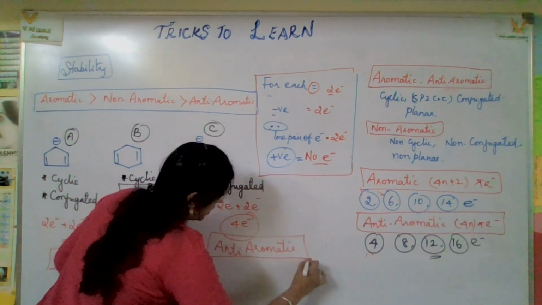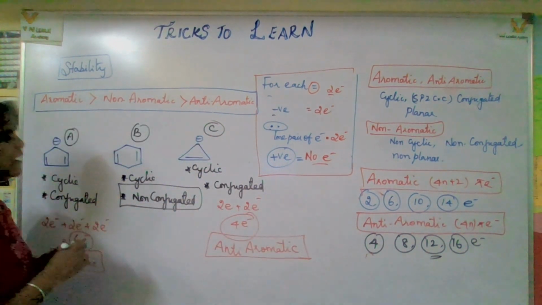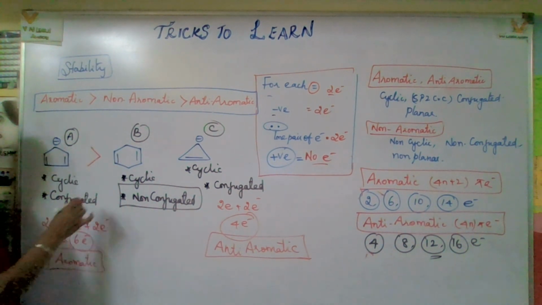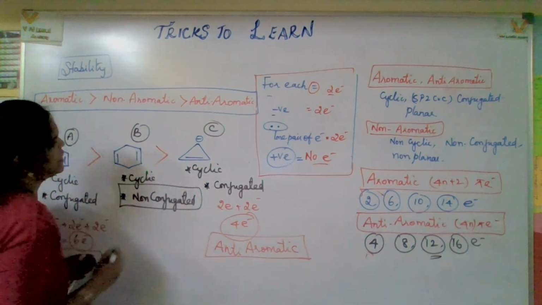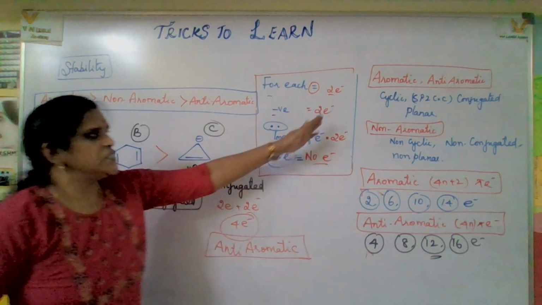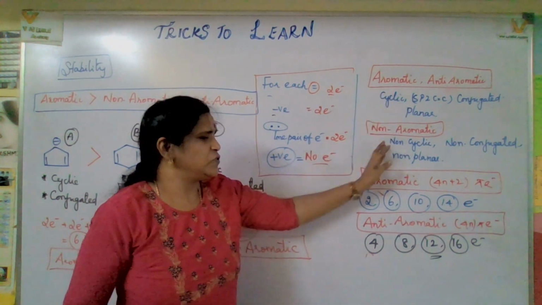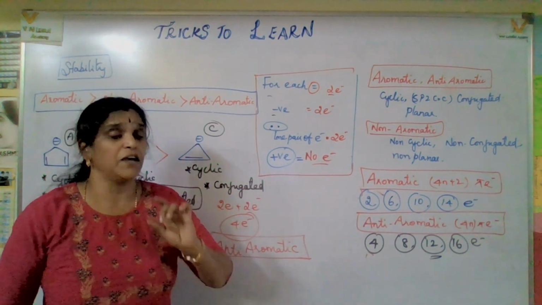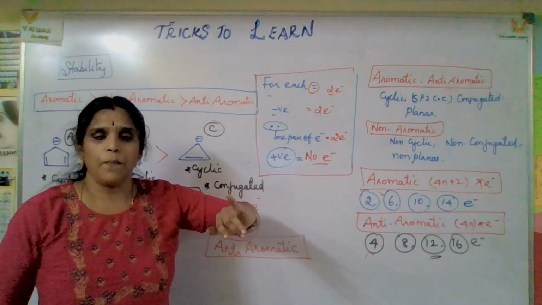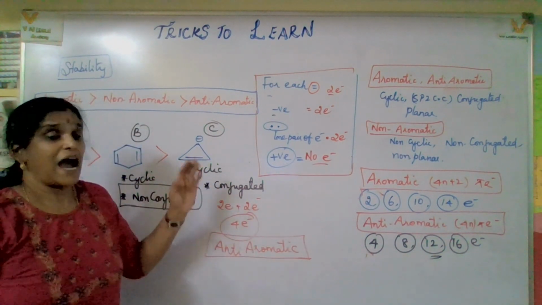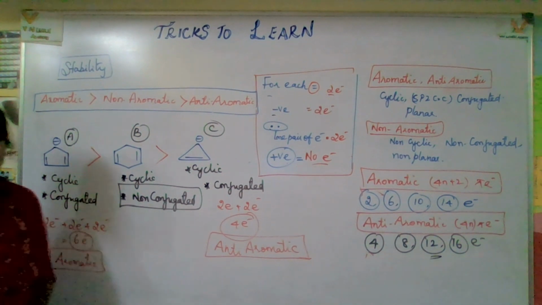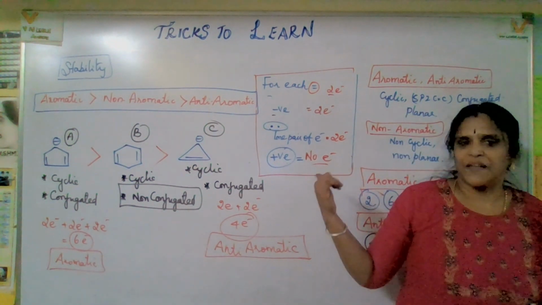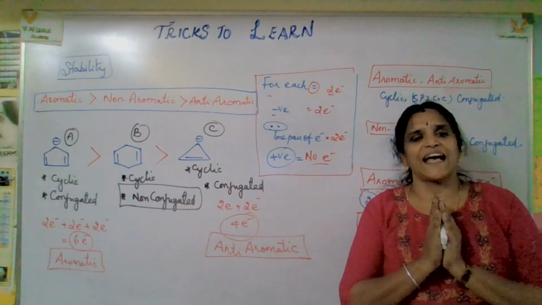I hope you got a clear idea about aromatic, non-aromatic, and anti-aromatic. Now, which is greater? Aromatic is greater than non-aromatic, which is greater than anti-aromatic. Take a screenshot and note this down in your classwork notes. I hope that will be helpful to identify the correct answer for aromatic, non-aromatic, and anti-aromatic, and that aromatic is more stable. Thanks for watching, and thanks for your great support.